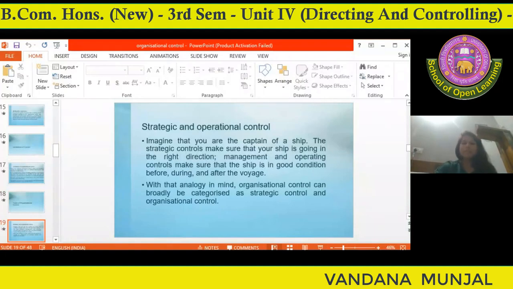Okay, that means organizational control के अंदर जो strategic control है, वो सिर्फ overall ship, मतलब overall organization, अपने right mission या vision की तरफ जा रही है या नहीं जा रही है, वो देखता है. But day-to-day activities में organization कैसा perform कर रही है, that is decided by the operational control.